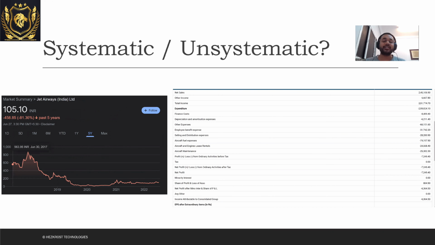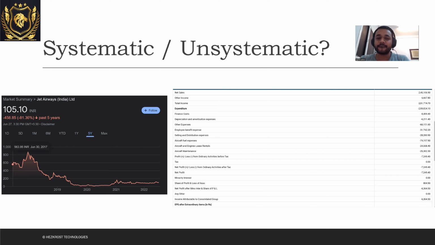You have Jet Airways again, and then the same financial statement. It's just that it's taken from another side, and you see that the profit loss in general is around -7,200 crores. Okay. So is this a systematically risky investment or an unsystematic risky investment?